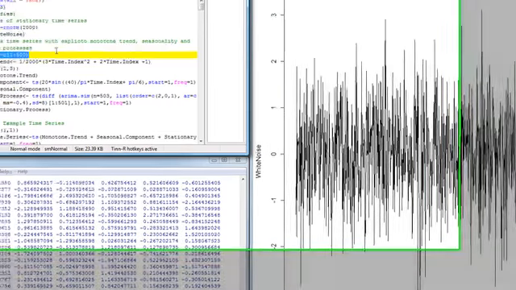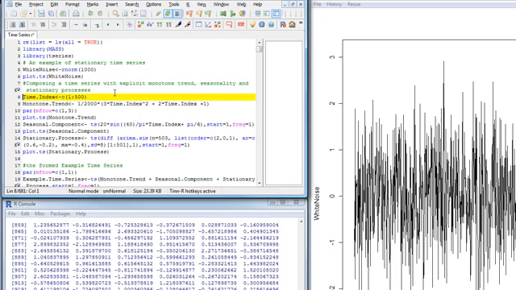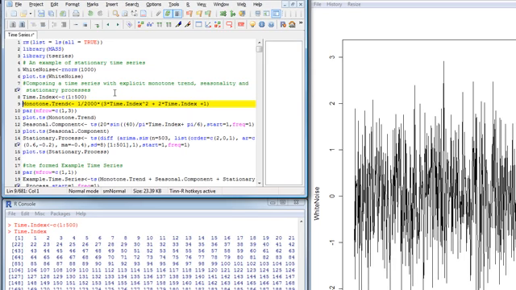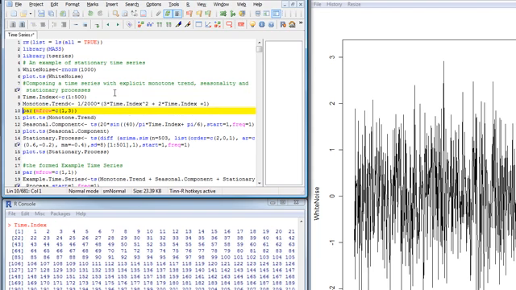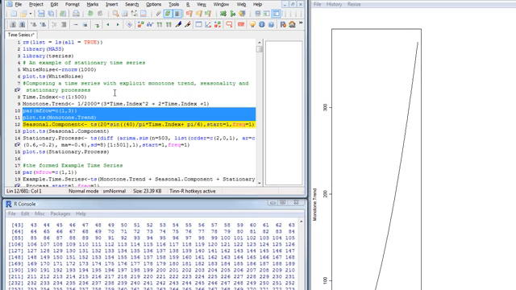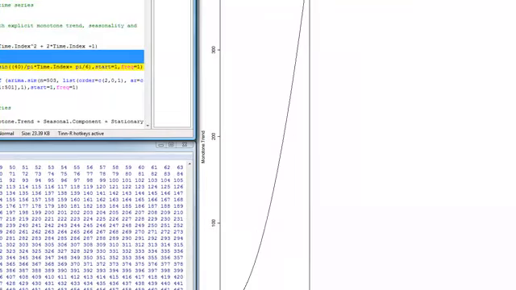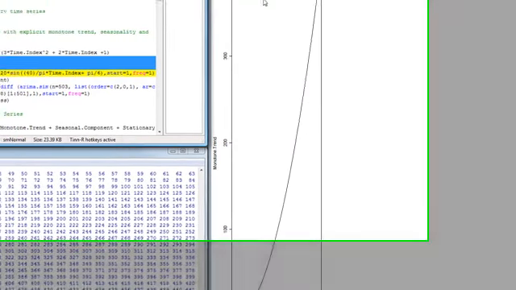Okay, so we'll have a time index first. That's just the numbers 1 to 500 used to index the time series. We'll look at a monotone trend, which is just a quadratic function. And we can plot that. As you can see here, we've got a quadratic monotone function.